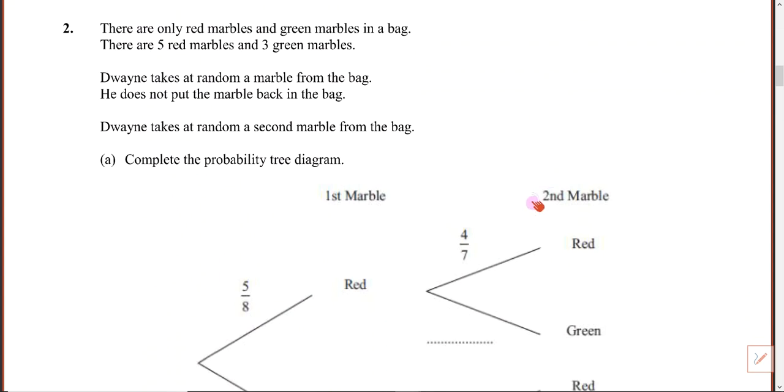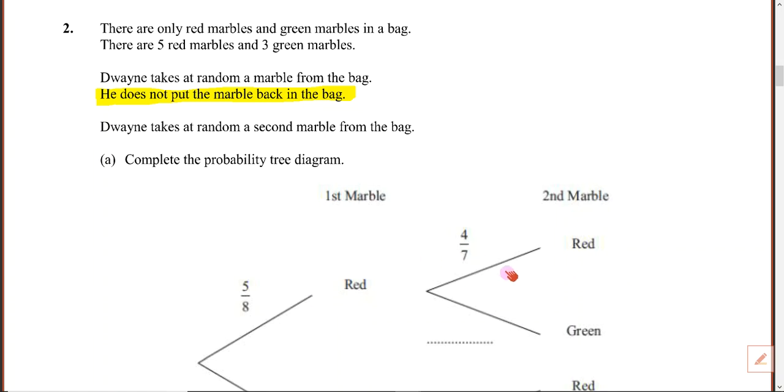Now, there is the second question. I'm going to go through this one, then I'm going to stop and I'll let you carry on. Now, this question has something very particular about it. And it's this line here. He does not put the marble back in the bag. Okay. So this time, what happens first affects what can happen second. Alright? Does that make sense? You've got to read this very, very carefully. And it's very nice because they've given you a helping hand like they normally do.